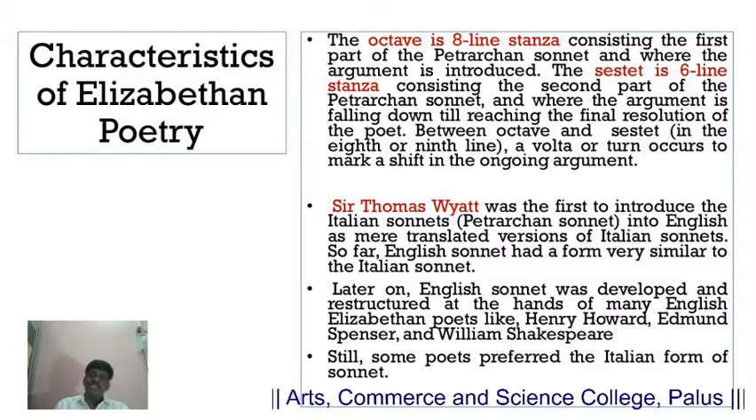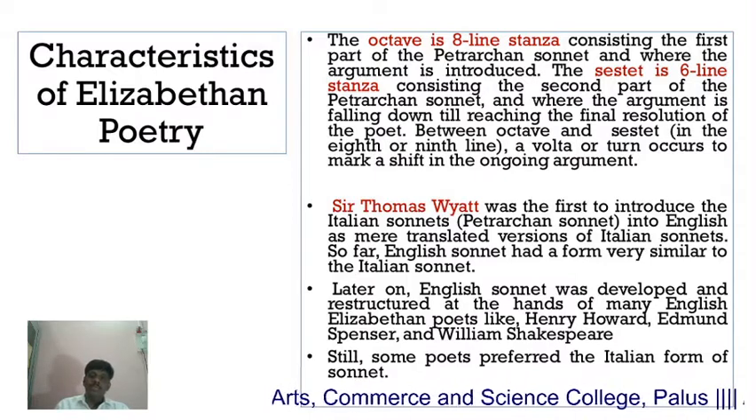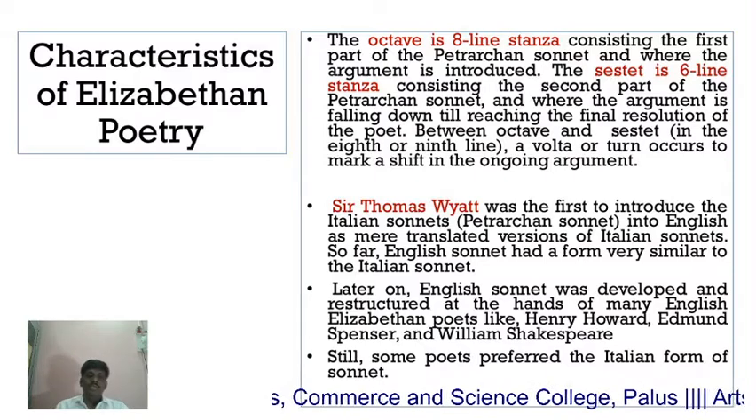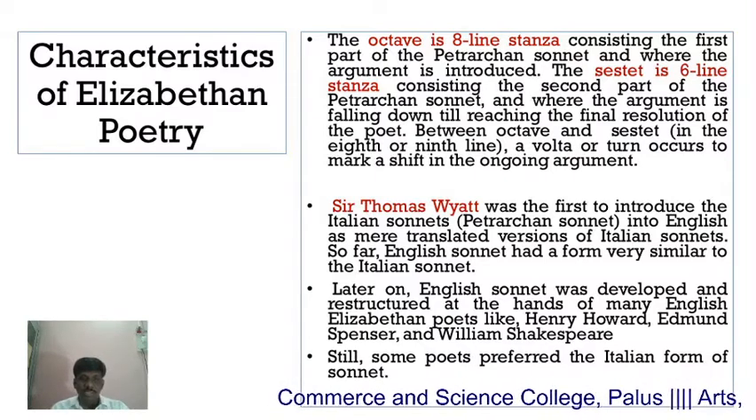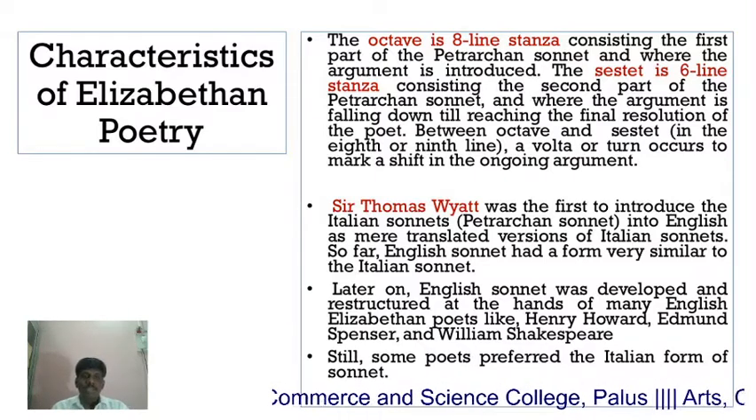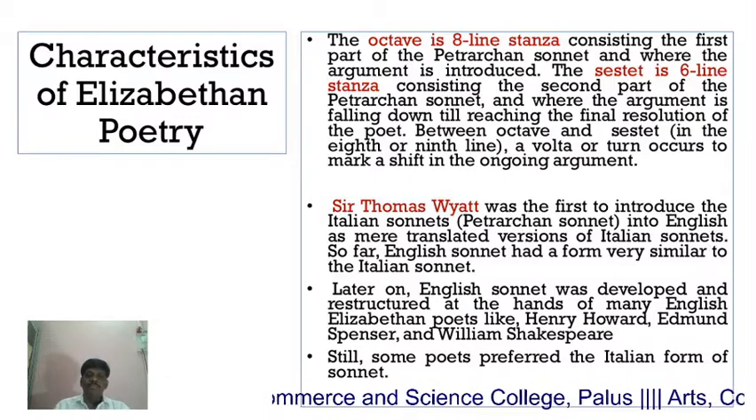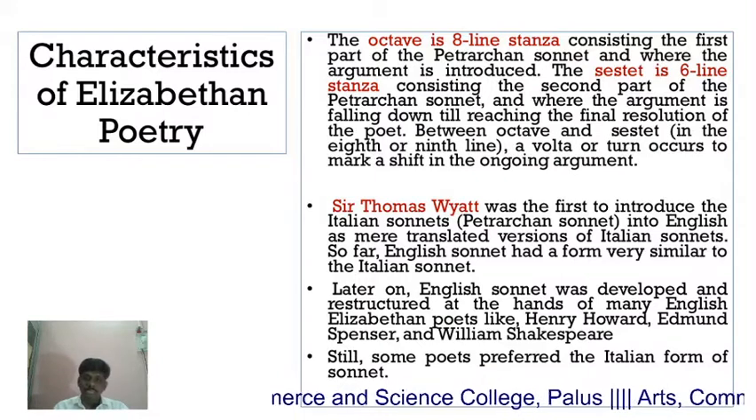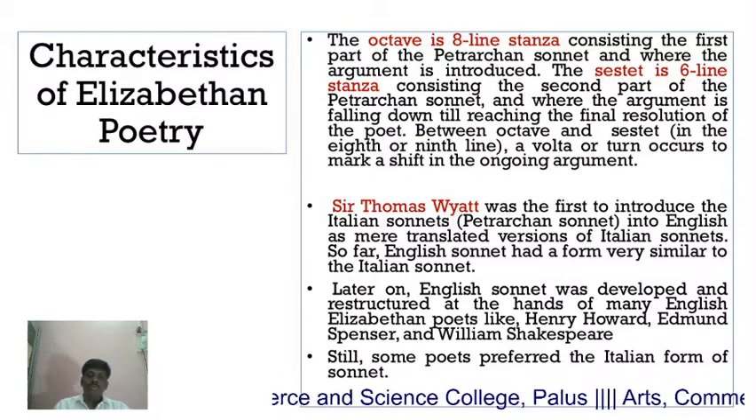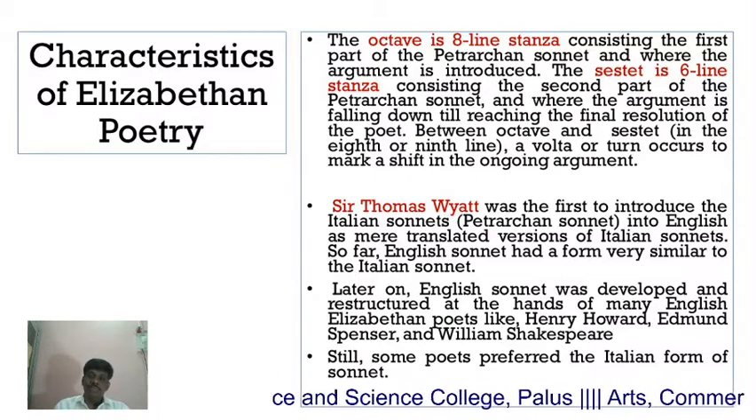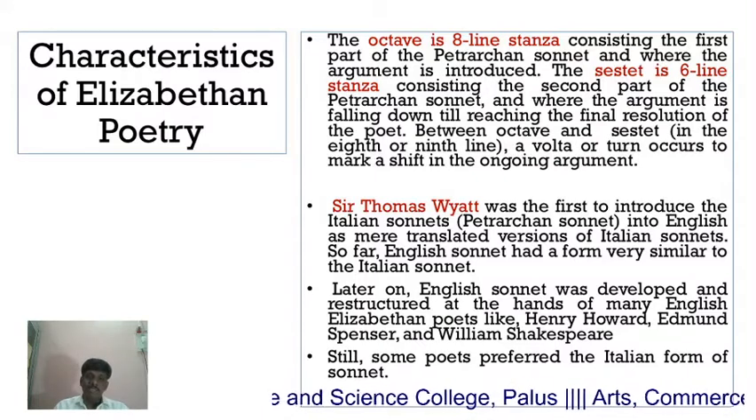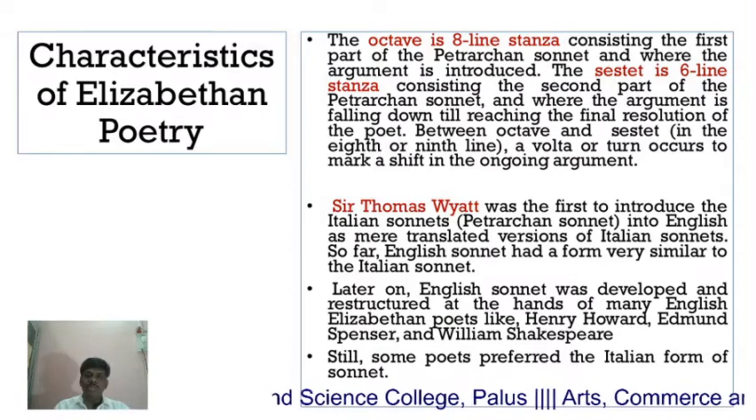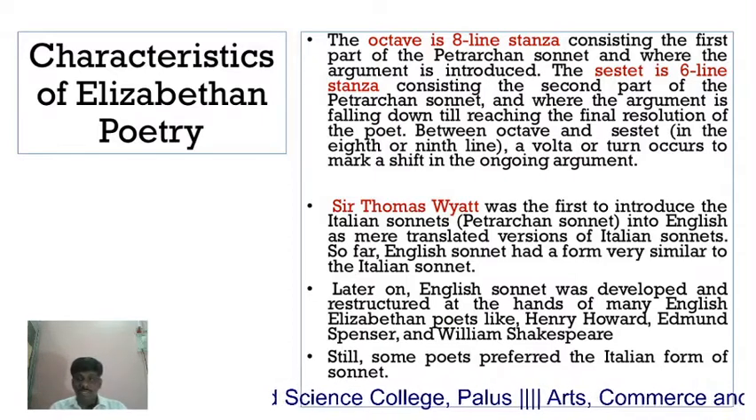So Wyatt and Surrey, there are two people who migrated to Italy. They get influenced there by the Petrarchan sonnet form, and they bring this Italian sonnet with them, and they explore this form in English. As they explore this form in English, it immediately becomes very famous and very popular among the English writers.